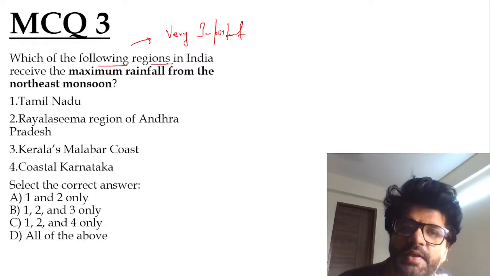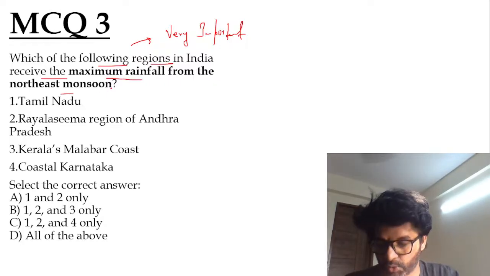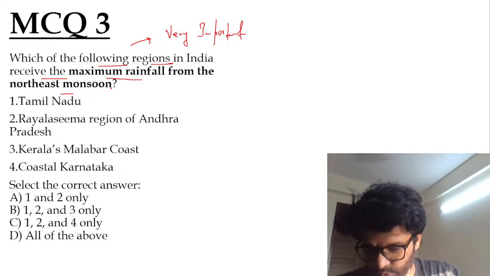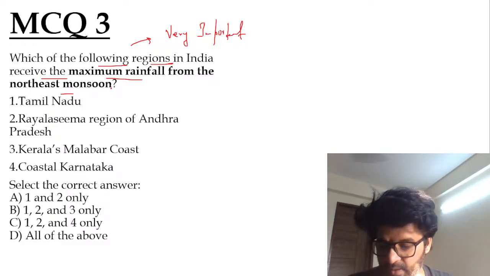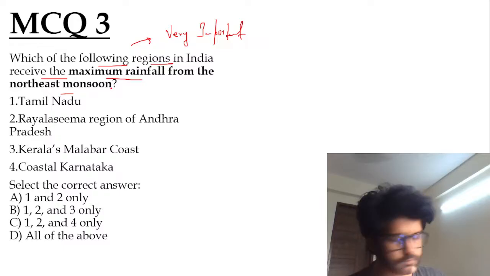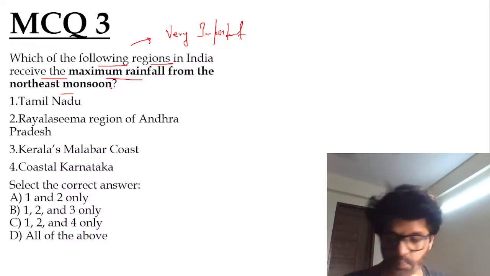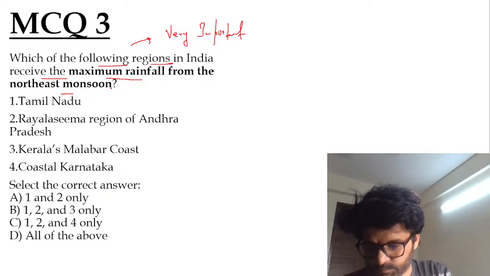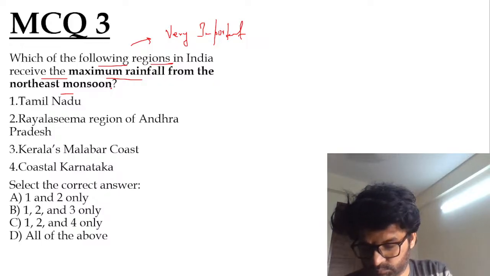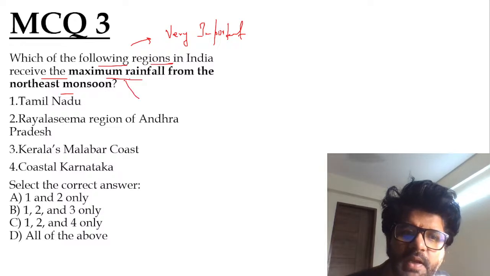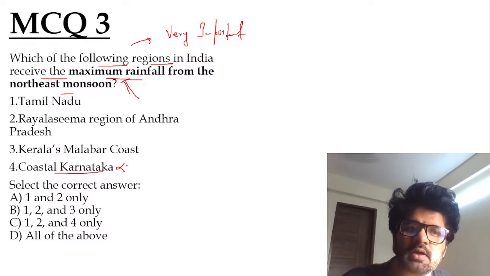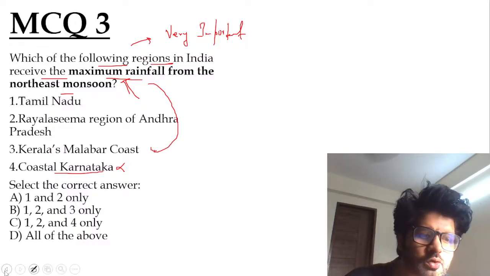So this is asking which of the following regions in India receive maximum rainfall from northeast monsoon. Very good, very good. So Annie has also given the answer. Tamil Nadu, Rayalaseema, Kerala's Malabar coast, coastal Karnataka. Anandu has given the answer. Pratik, Harshini, all of you have given the answer. Understand one thing, what we have discussed, maximum rainfall. Will coastal Karnataka receive maximum rainfall from northeast monsoon or southwest monsoon?